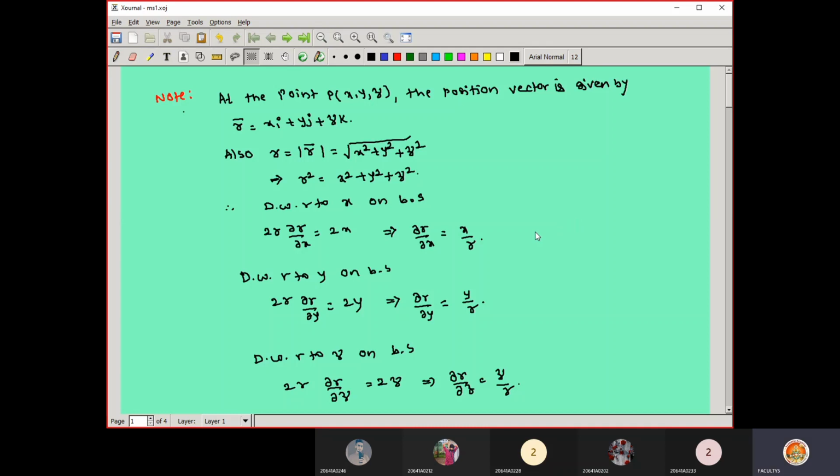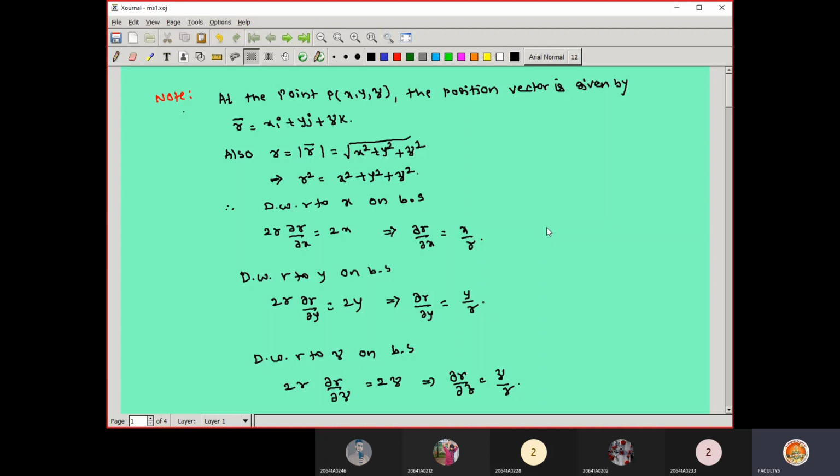And the vector differential operator was divided into three categories: gradient, divergence, and curl. Successfully we completed your gradient, and in the last class, we entered into the divergence part. Remember, divergence is defined only for a vector point function. Based on that, we have taken certain problems also.